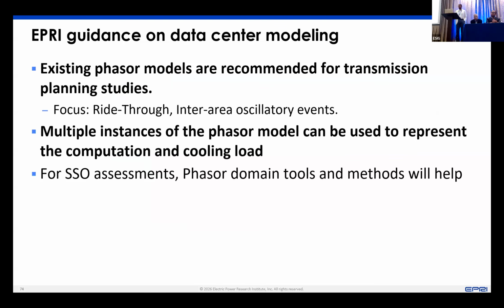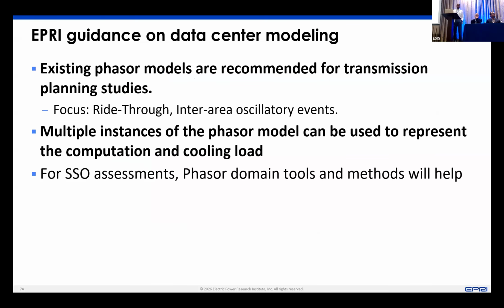So last slide here. What is your guidance on data center modeling? Well, the existing phasor models, we recommend them for transmission planning studies, right through inter-area oscillations like it showed. Multiple instances of this phasor model, the modular structure is there. You can start using it. You can put multiple instances of the PERC model trying to replicate what your UPSs are doing, your PSUs are doing, your VFDs are doing.